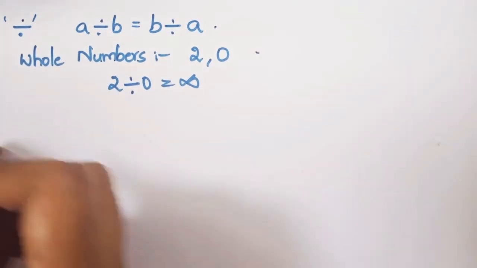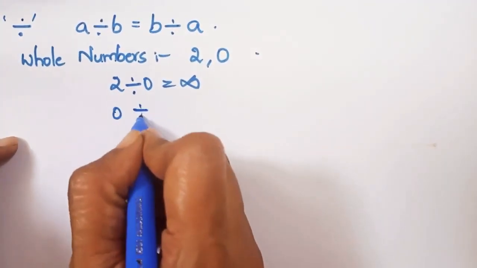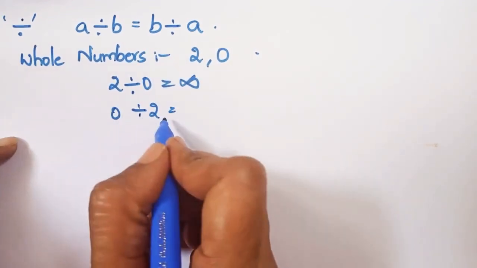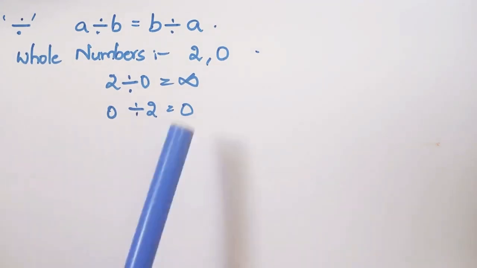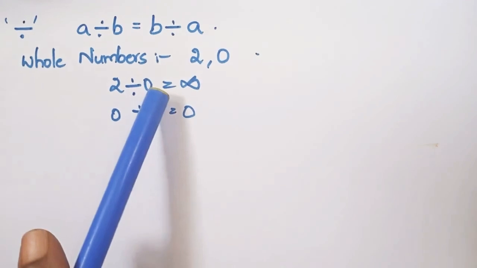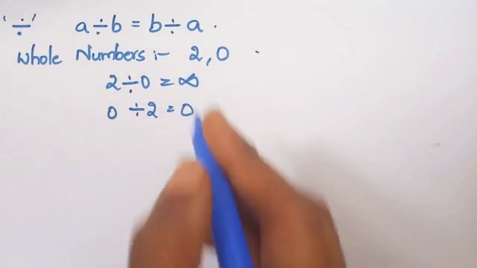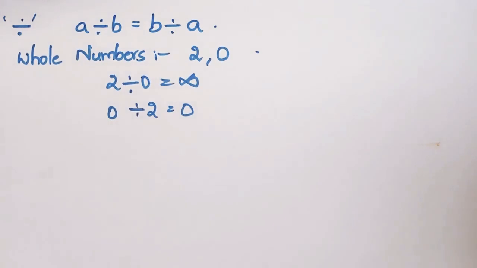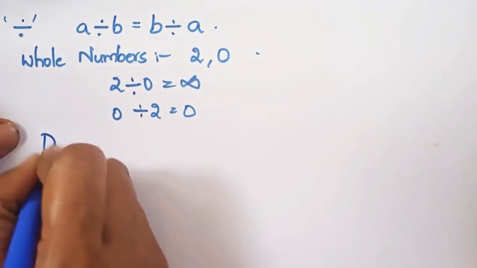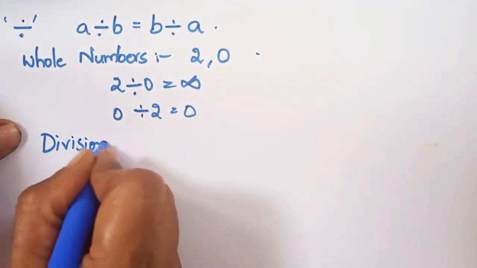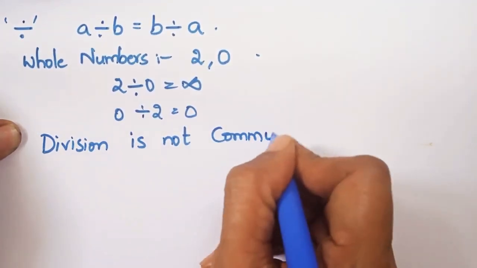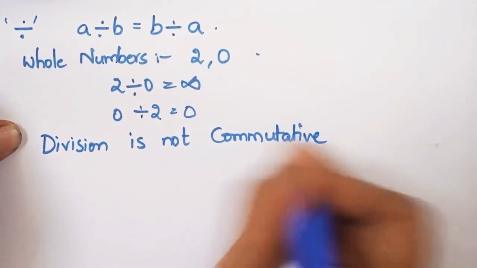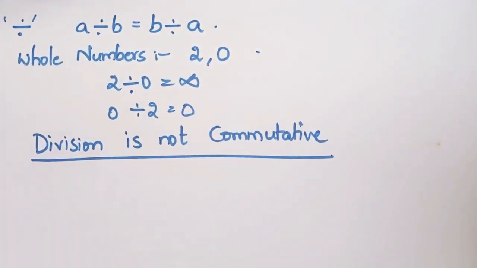And my B, that is 0 divided by 2. Any number divided by 2 gives you 0. 0 divided by any number always gives you a 0. But any number divided by 0 will give you a, it's not defined. This is undefined. Okay. Therefore, you say that division is not commutative. Division is not commutative for whole numbers.